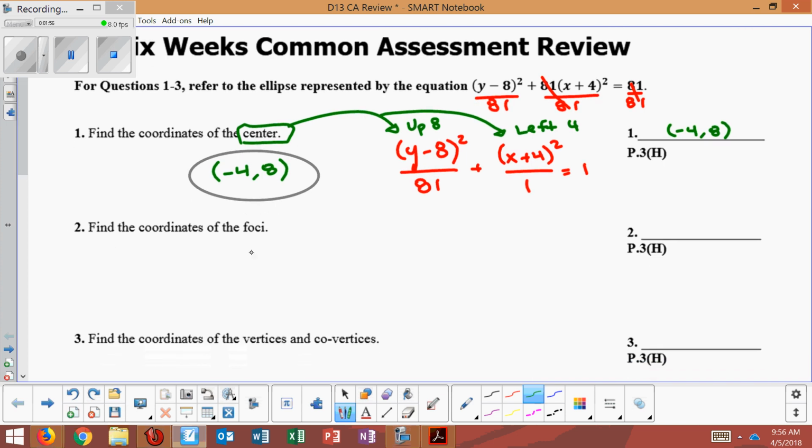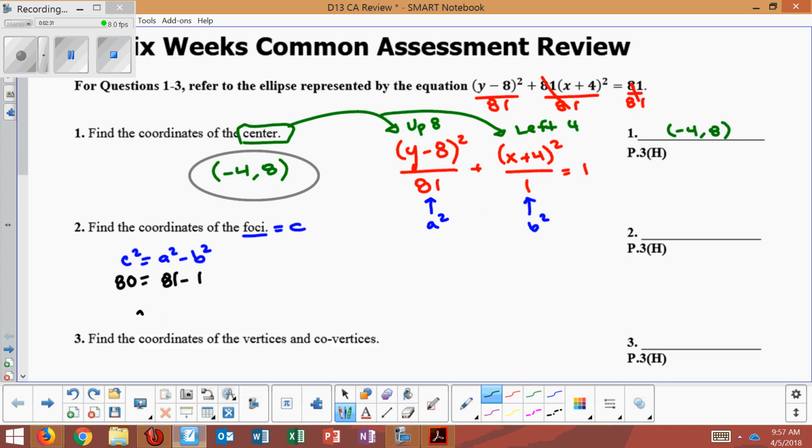The foci, if you remember, is always with the letter C. So this is with C. And to find C, we use the formula C squared equals A squared minus B squared. Unfortunately, that's not on the formula chart, so you just need to know that. Have it memorized. So the A squared, when you look, it's the bigger number. So in this case, this is the A squared. This is our B squared. So we plug it into the formula, and we would say that it'd be 81 minus B squared, which is 1, equals our C squared. So C squared, it looks like, equals 80.